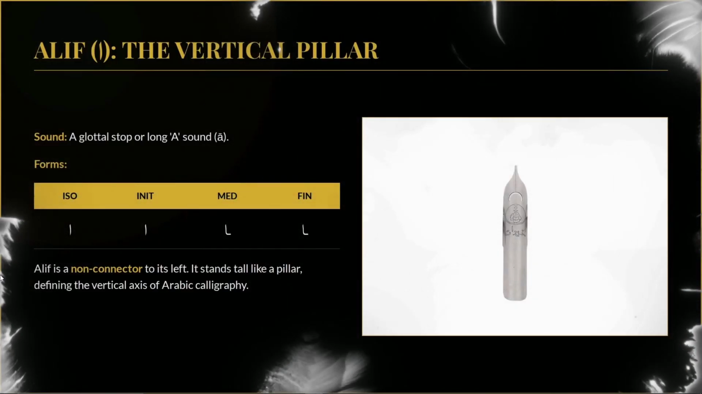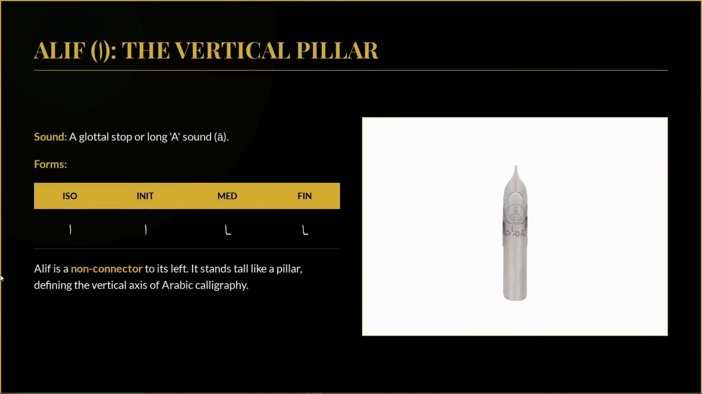The independent pillar: Alif. We begin with the Alif. In its primary state, it is a vertical stroke representing a glottal stop or a long vowel. Alif is our first non-connector. It is friendly to the letter preceding it, but it maintains a visual hiatus with the letter following it.